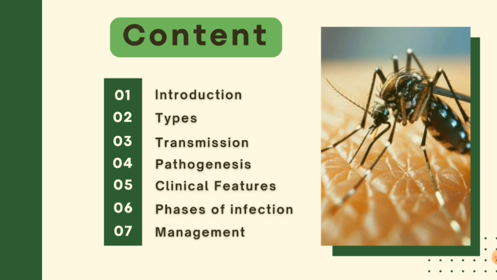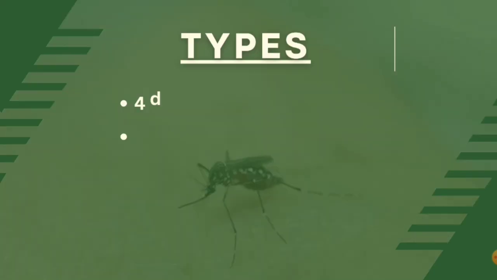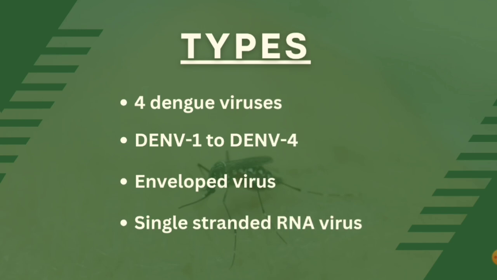So let's start with the introduction. Dengue fever is an infection caused by dengue virus, which belongs to the family Flaviviridae, which includes subsets of dengue virus. There are four types of dengue virus, Dengue 1 to Dengue 4. These are enveloped viruses and are single-stranded RNA viruses. It is present in tropical and subtropical climates, especially in Southeast Asia.